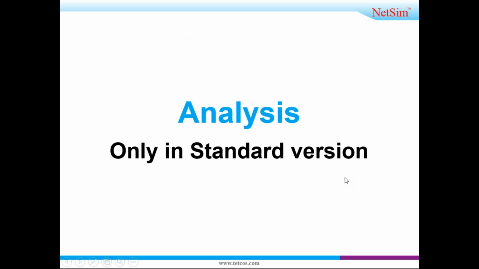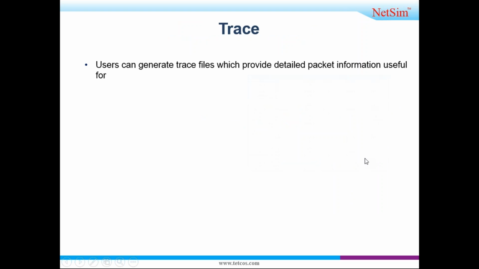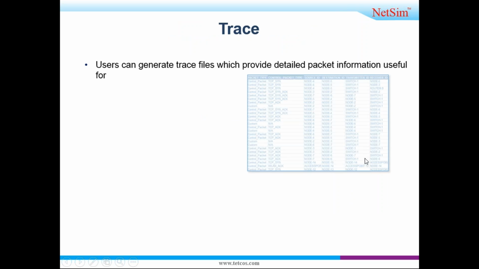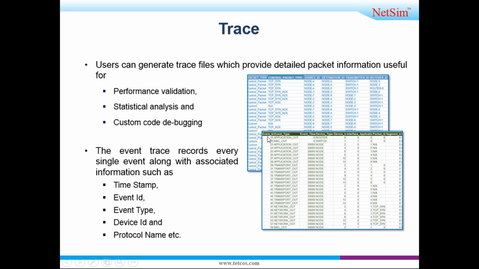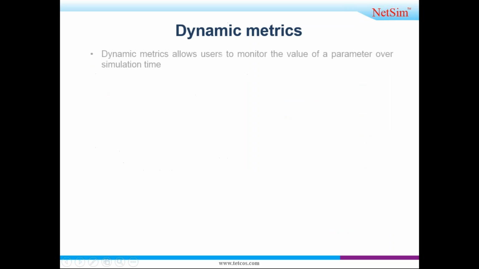Now these are some of the analysis features which are used in the standard version only, like traces, that is packet trace and event trace. Packet trace will give you the information about each and every packet that is generated after the simulation, and the event trace will give you the information about the events performed in the network. These all I'll show you in the network simulation after the presentation. Then there are dynamic metrics, where you can create graphs of link and application throughput that can be plotted offline or during the simulation.